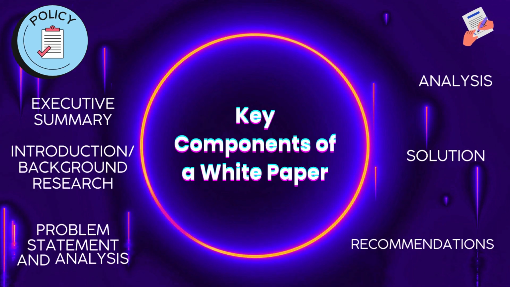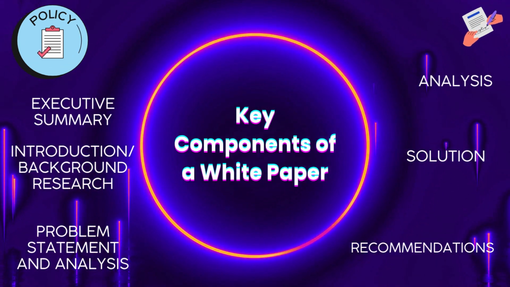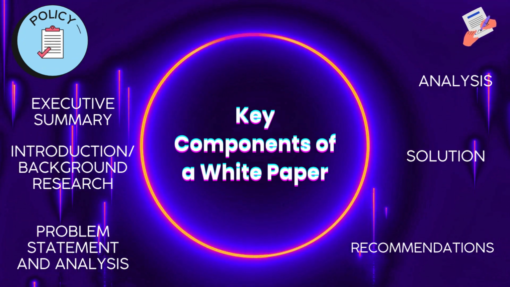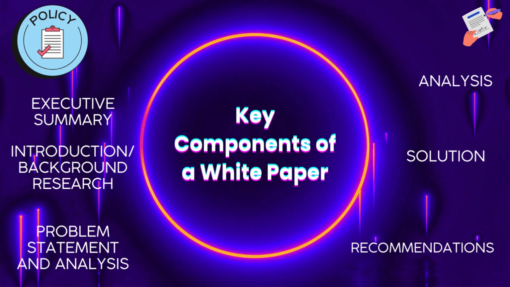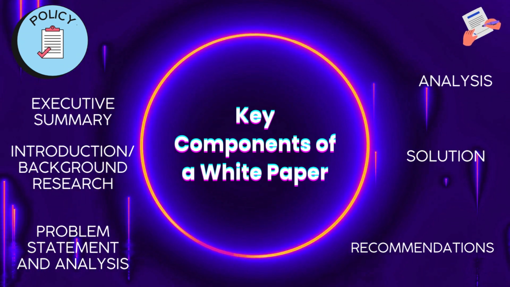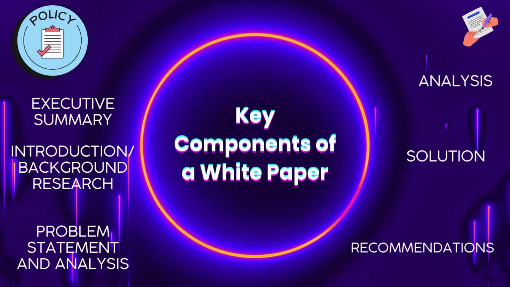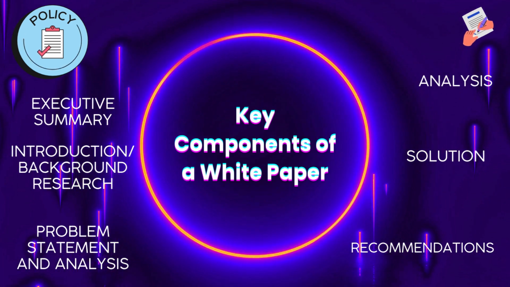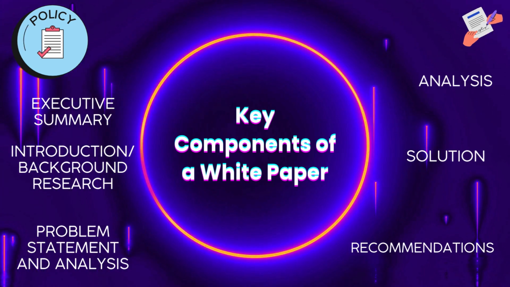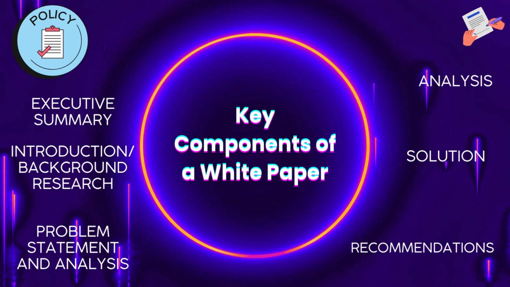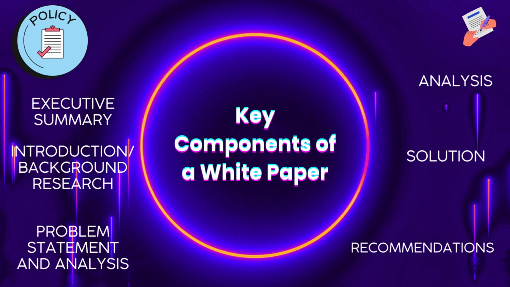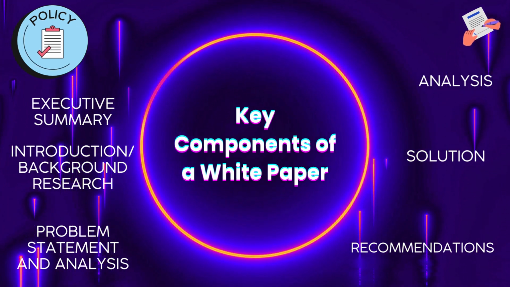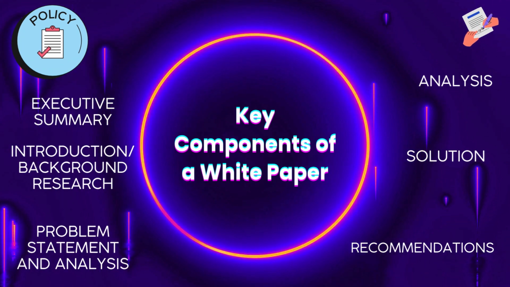Key components of a white paper. Executive summary. The executive summary serves as the gateway to your white paper, providing a concise yet comprehensive overview of the entire document. This section should effectively capture the essence of the issue being addressed, present the most significant findings from your research, and outline your primary recommendations. It must be crafted with your target audience in mind, whether they are policymakers, administrators, or fellow social work practitioners, ensuring the content resonates with their interests and needs.